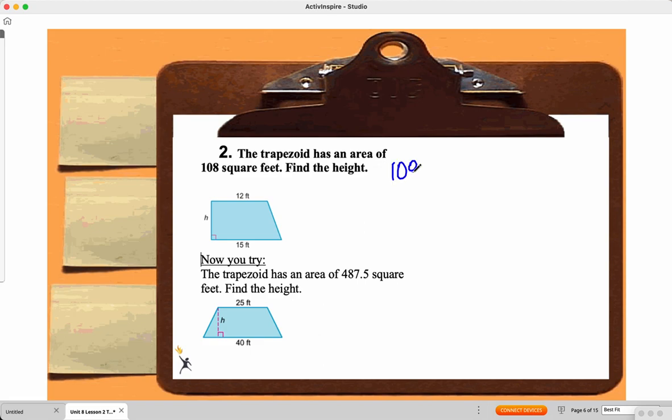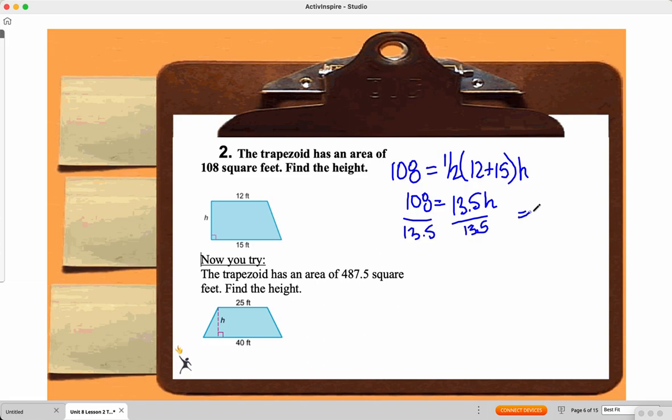I have 108 feet squared equals 1/2. Base 1 is 12. Base 2 is 15. And I don't happen to know the height. So let's put together what I can. 108 equals 1/2. So this will put these together. That's 27. Half of 27 is 13.5 times h. And then we divide both sides by 13.5. So that gives me an answer of my height, h, is equal to 8 in this case, feet.